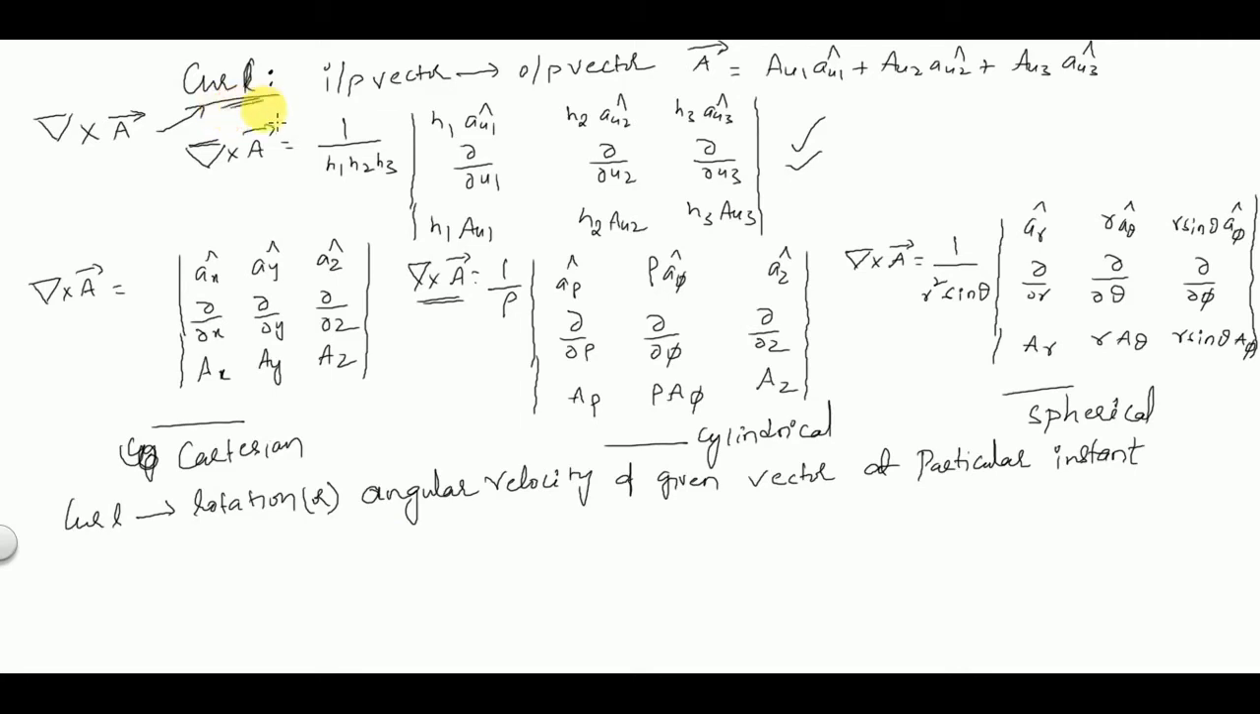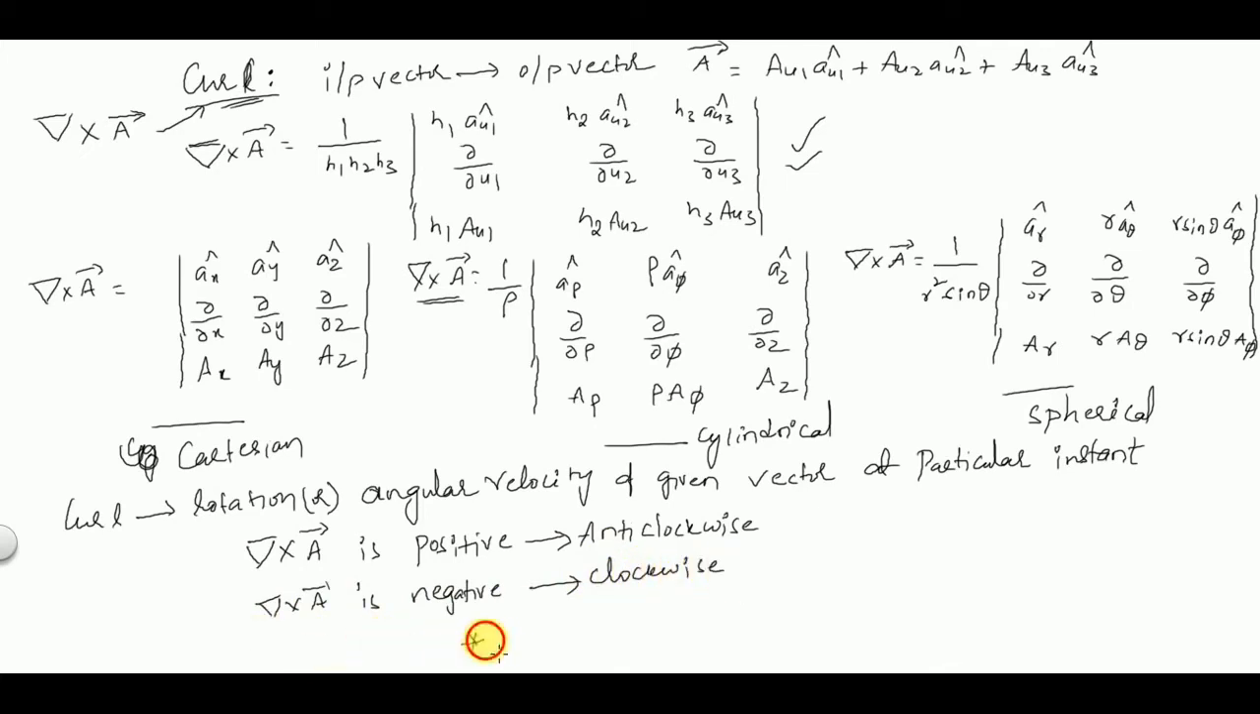Okay, so if the resultant of the curl, del cross A bar, is a positive vector, that is positive along any direction, then it is anti-clockwise, that is, the vector is rotating in the anti-clockwise direction. Similarly, if the resultant of the curl is negative, then it is rotating in the clockwise direction.